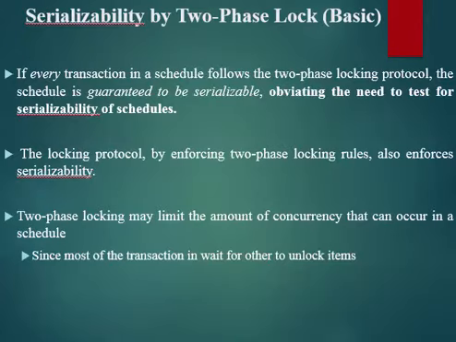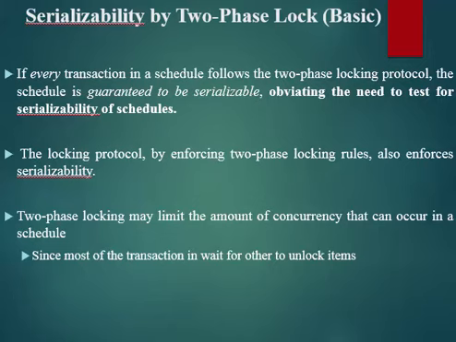Now, serializability by two-phase locking. This is called basic two-phase locking. If every transaction in a schedule follows the two-phase locking protocol, the schedule is guaranteed to be serializable. That is, you hold all the locks before doing the first unlock operation. In that case, even if the transactions are scheduled in an interleaved manner, you achieve serializability in that schedule. So the locking protocol, by enforcing two-phase locking rules, also enforces serializability.